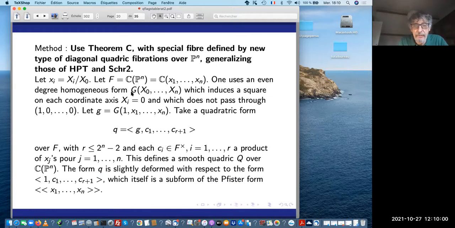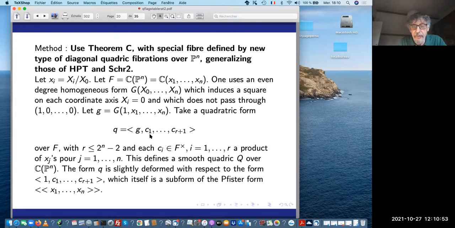And one uses an even degree homogeneous form, g of x0, ..., xn, which induces a square on each coordinate axis and doesn't pass through the vertices. This is just like we had before. In the Hassett-Pirutka-Tschinkel example, we had this quadratic form, which induced a square on the coordinate axis. Okay, just the same. And just as in their example, g is dehomogenized, and you take a quadratic form Q, diagonal with coefficients g, c1, ..., c_{r+1}, where r is at most 2 to the power n minus 2, and each ci in the function field of Pn is a product of copies of the xj. So x1, x1x2, x1x3, whatever, for j equals 1 to n.